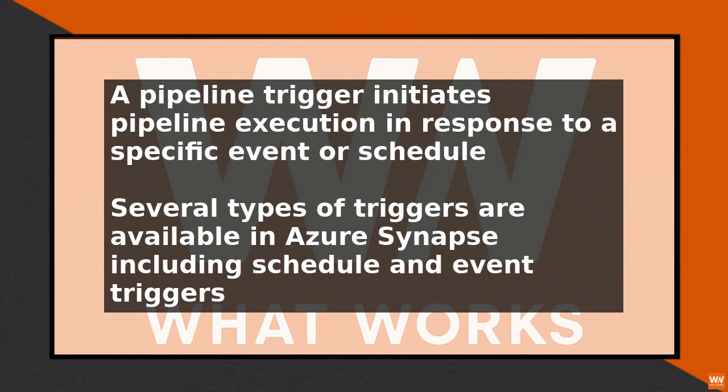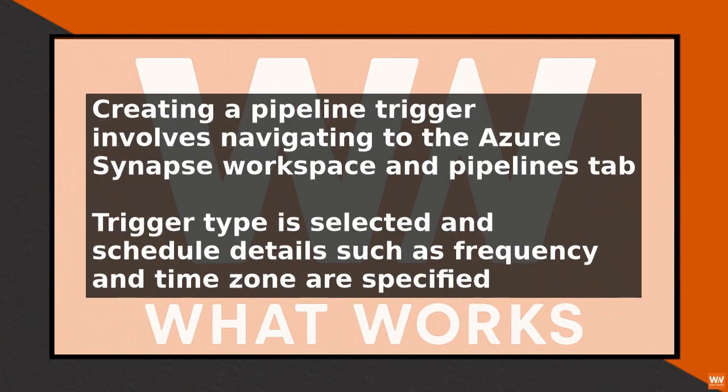Once you have created the trigger, you can associate it with a pipeline by clicking on the pipeline and selecting the trigger from the list of available triggers. You can also configure the trigger to execute the pipeline at a specific time or in response to a specific event.